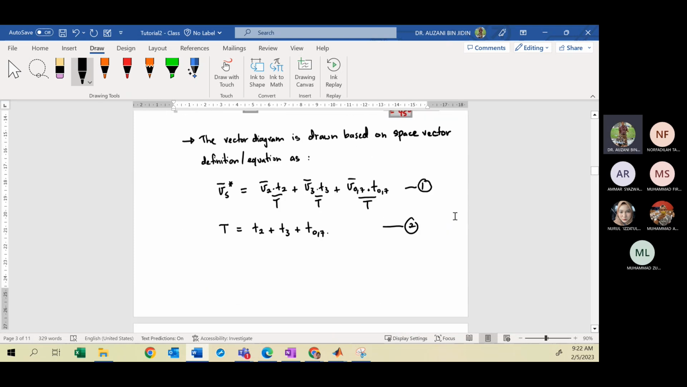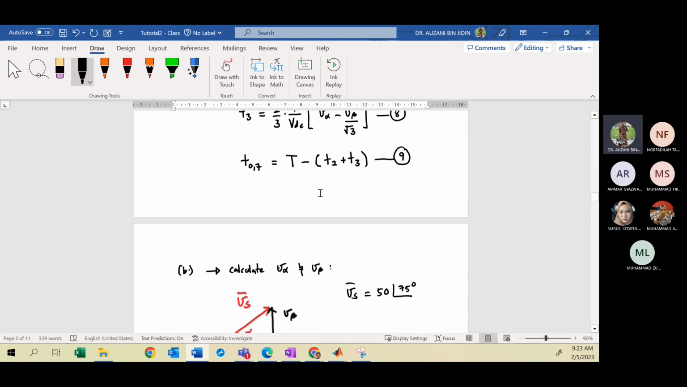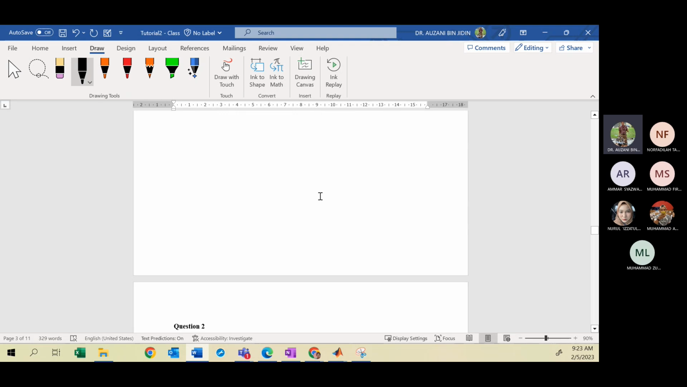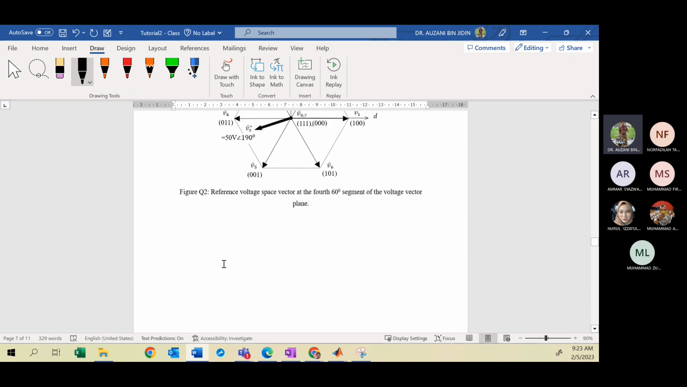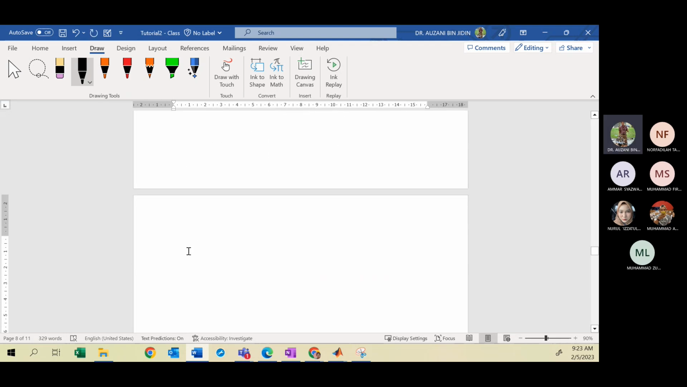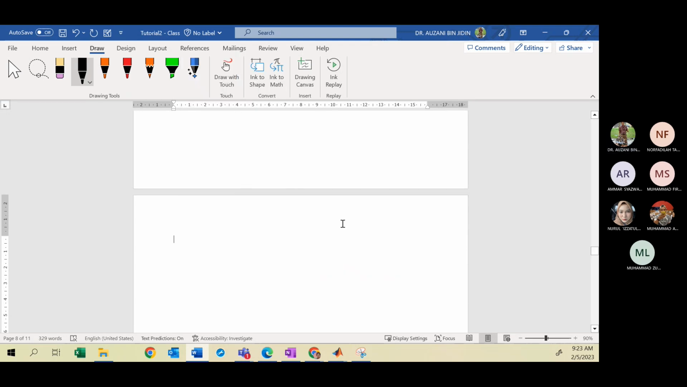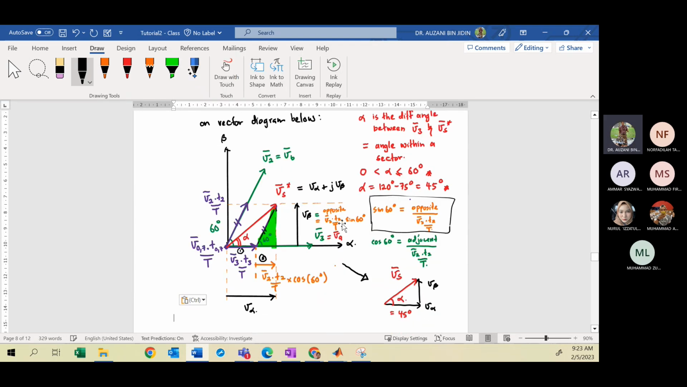Okay, for question number 2, I just copy this solution from question number 1, then bring to here, question number 2. So this is question number 2. So maybe paste to here. Control V. Okay.